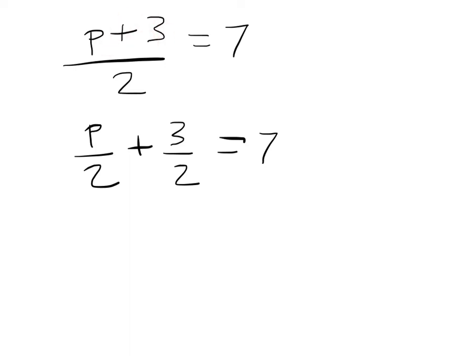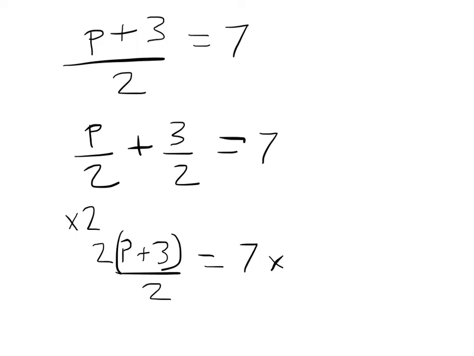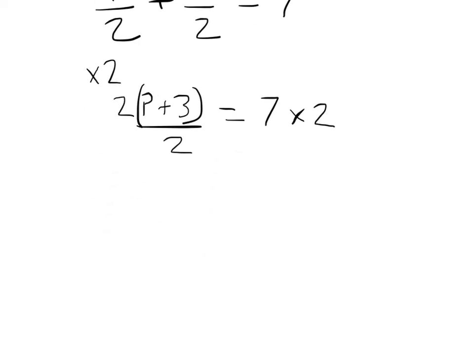So we've got to start with the division by 2. So the opposite, of course, is multiply by 2. So p plus 3 times 2 over 2 equals 7 times 2. Brilliant. Okay. Oops, sorry, one second. Move that up. So these simplify. Brilliant. So we have p plus 3 equals 14. That's much better. We can handle that.